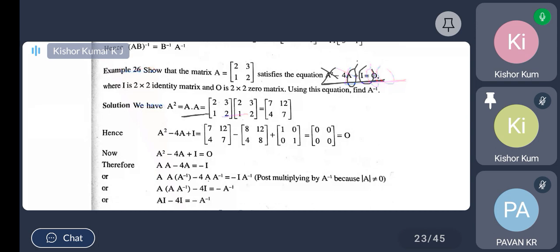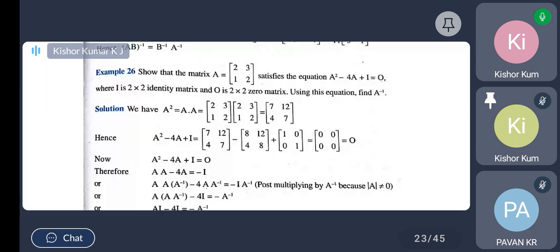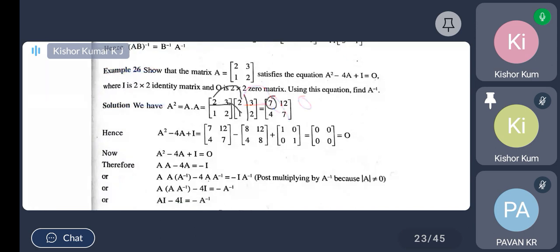That is equal to [2 3; 1 2] into [2 3; 1 2]. Now we should do the multiplication of these matrices. First row, first column: 2 into 2, 4, plus 3 into 1, 3, 4 plus 3, it is 7. Again, first row, second column: 2 into 3, 6, plus 3 into 2, 6. 6 plus 6 will be 12. Again, you have to move to the second row. Repeat the procedure. Second row, first column, second row, second column. You can get your A square value as [7 12; 4 7].